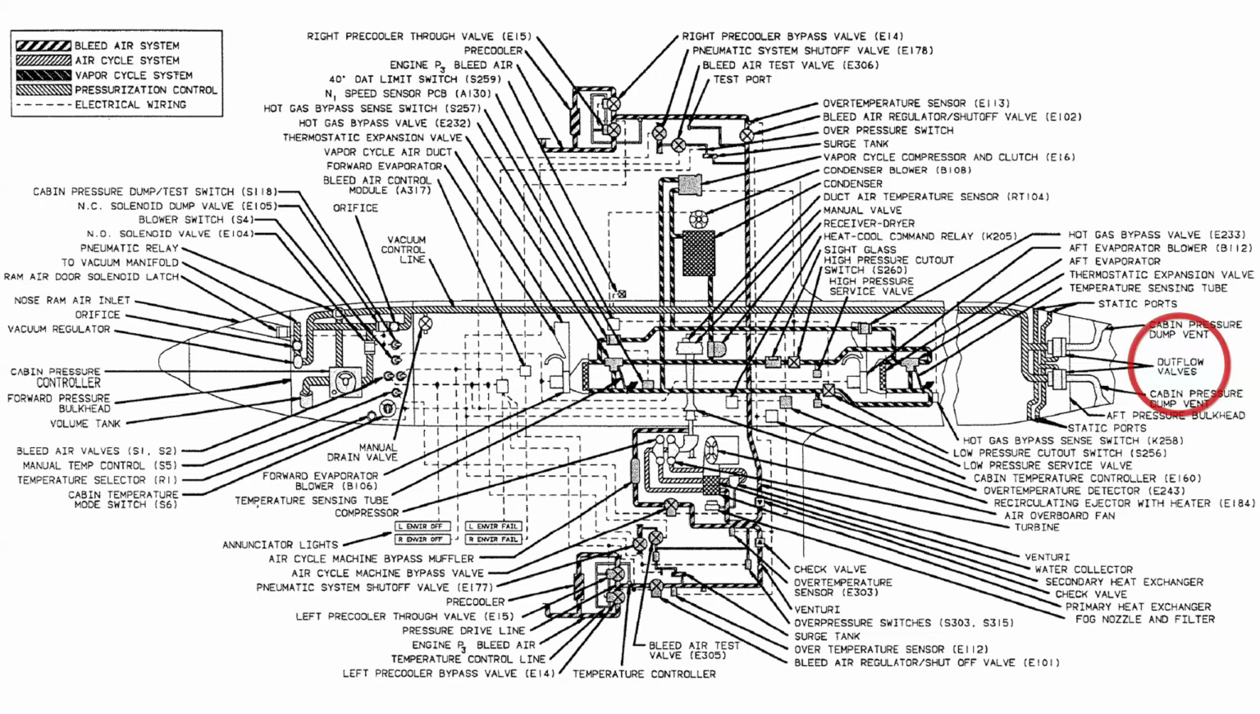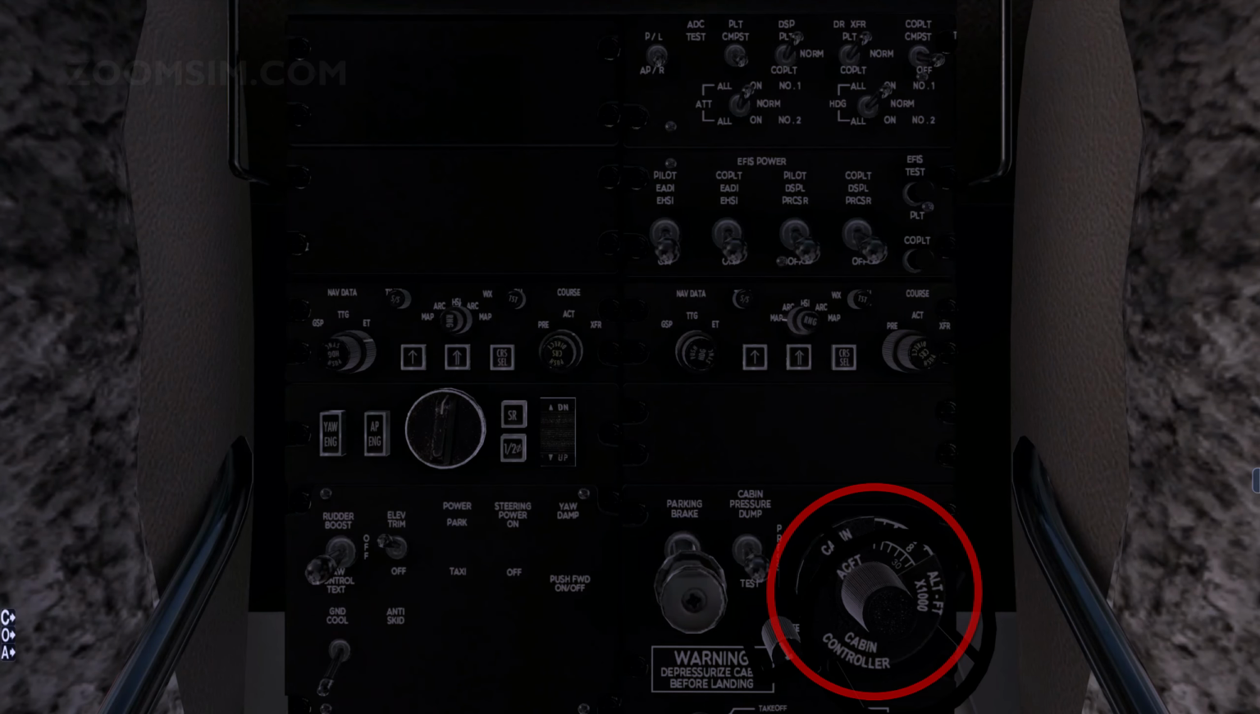The outflow valve, located at the rear of the fuselage, controls cabin pressure, dumping exhaust air to the atmosphere. An adjustable pressurization controller, mounted on the pedestal, controls the outflow valve. The outer scale, placarded cabin altitude, indicates the cabin pressure altitude the pressurization controller is set to maintain. The inner scale, placarded aircraft altitude, indicates the maximum ambient pressure altitude while maintaining the cabin pressure altitude. The index mark at the top of the dial is used to read the values.